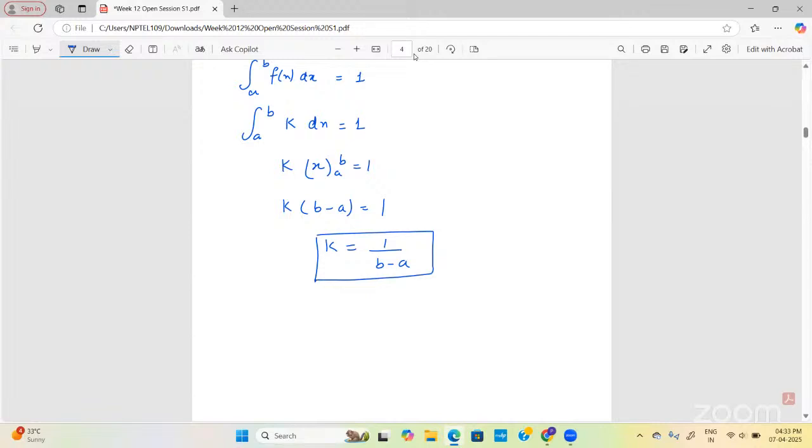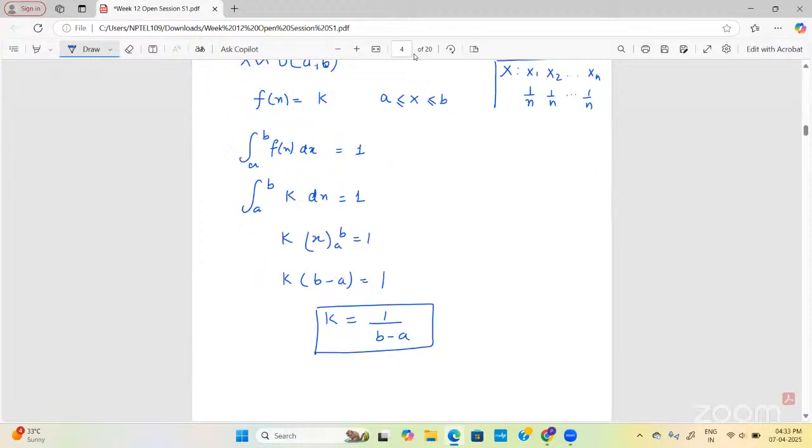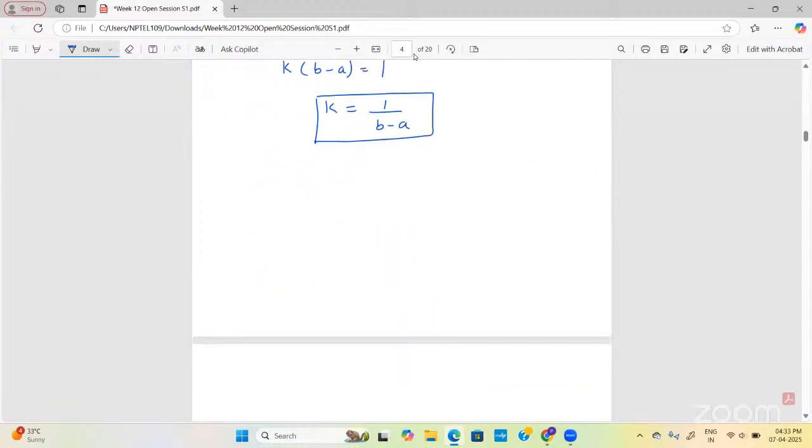Now we have found the value of that constant K. Now we can define our probability density function for the uniform distribution. It is given as 1 upon B minus A if the interval is from A to B, and this will be 0 otherwise. So in this interval A to B, the PDF will be 1 upon B minus A, and if you are trying to find the PDF for any other point outside this range, then it will be 0.